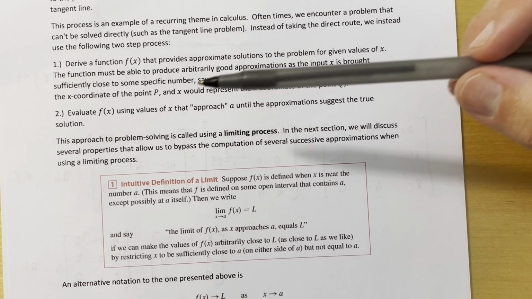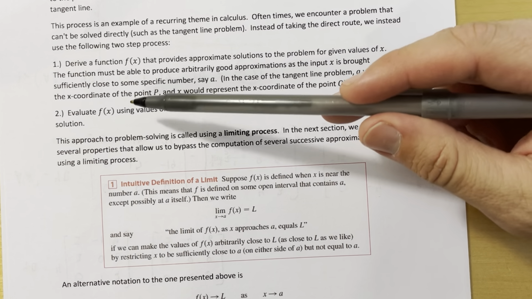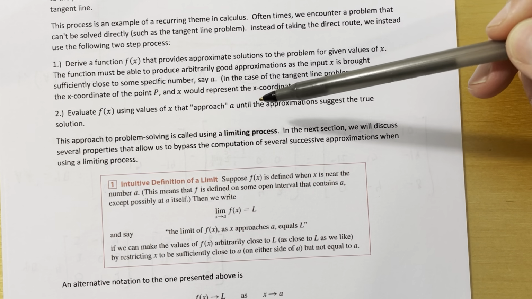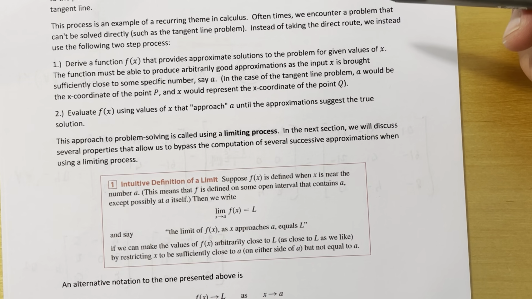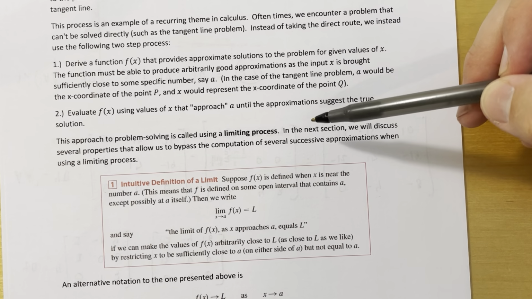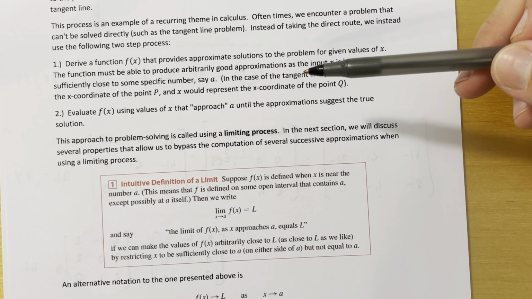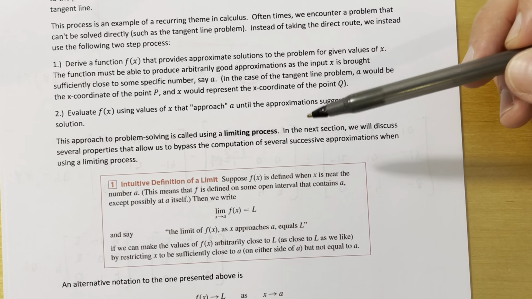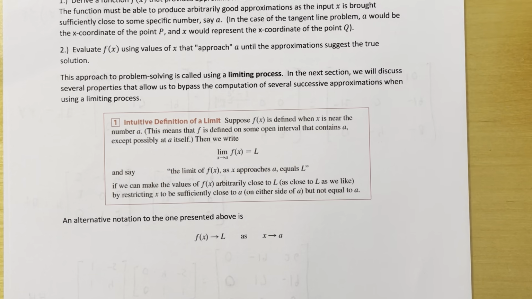Okay. Now, the second part of this two-step process is evaluating f of x using values of x that approach that value of a until the approximations begin to suggest a true solution to our problem. This is going to sound really vague at this point. Really, the only application that we've seen of this idea was that tangent line problem. But we're going to use chapter 2 to build on this and get some practice working with this idea. But before we do that, I'm going to give the intuitive definition of a limit and introduce some notation.